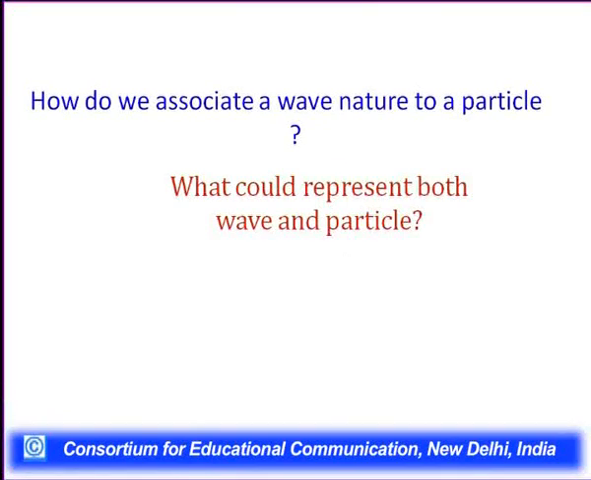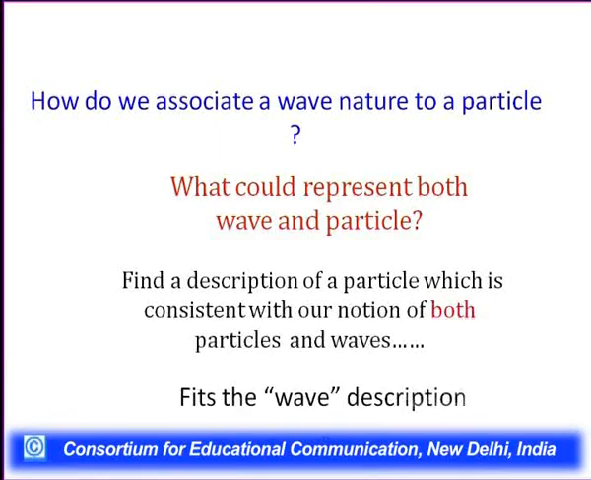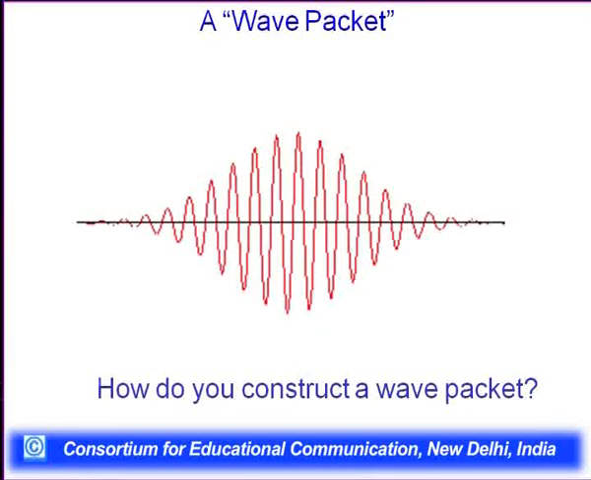Then how do we associate the wave nature with a particle? What could represent both wave and particle? We need a description of the particle which is consistent with our notion of both particle and waves, which fits the wave description and is localized in space. Then we define it by the wave packet. To localize in space, how do we construct a wave packet? It means a number of waves should be collected together and we can get the wave packet.